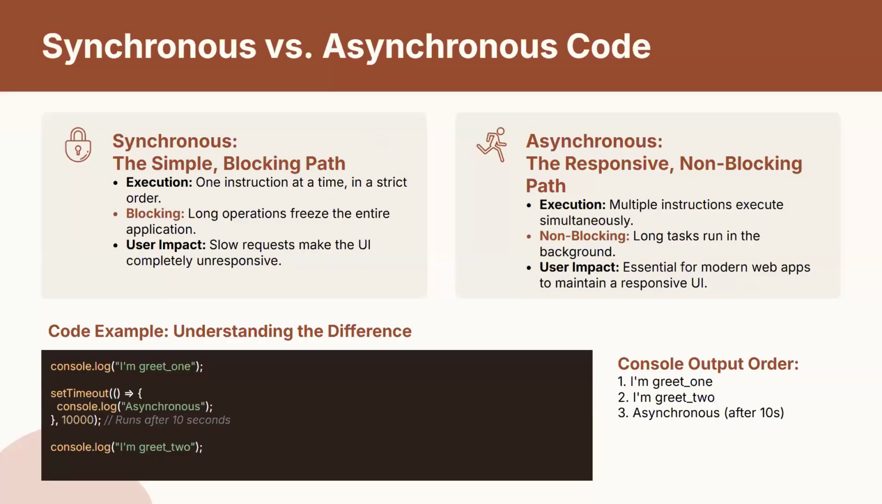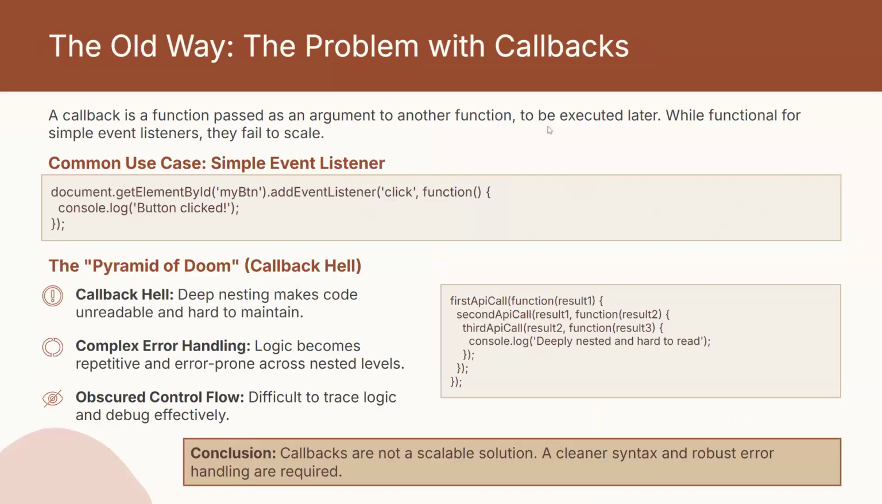So in JavaScript, code normally runs line by line, and that's called synchronous execution. But when an operation takes time, like an API call, it can block everything else. That is where asynchronous programming comes in. It lets other code keep running while we wait for that slow task to finish.